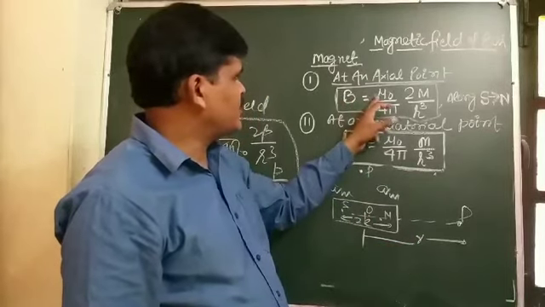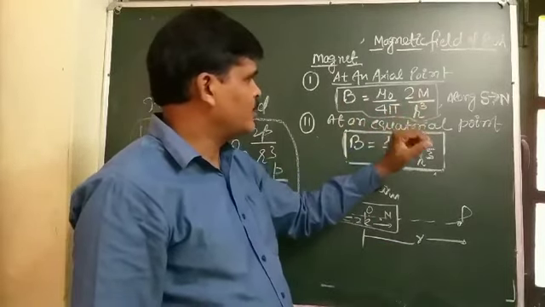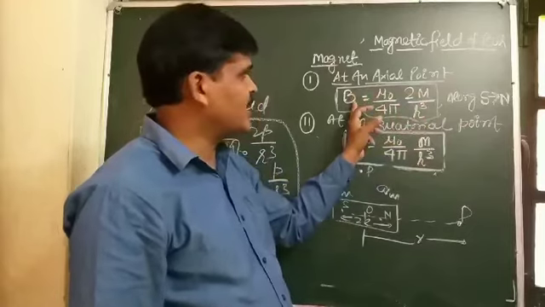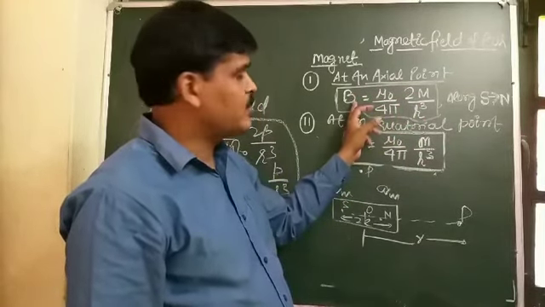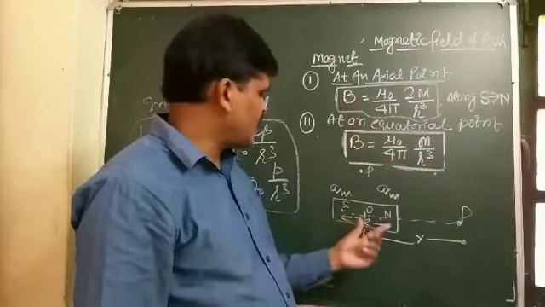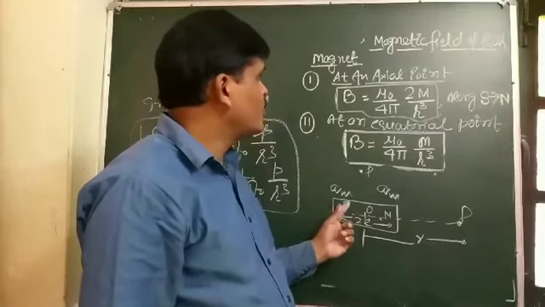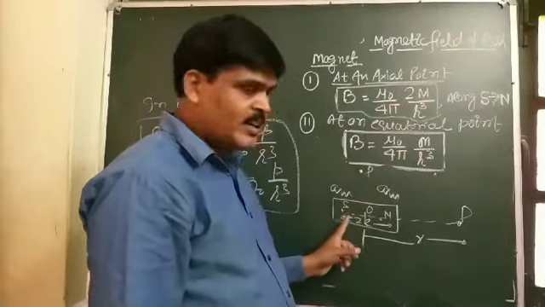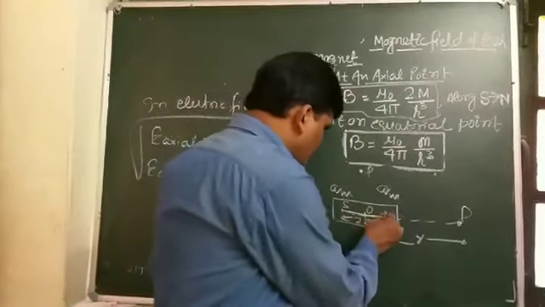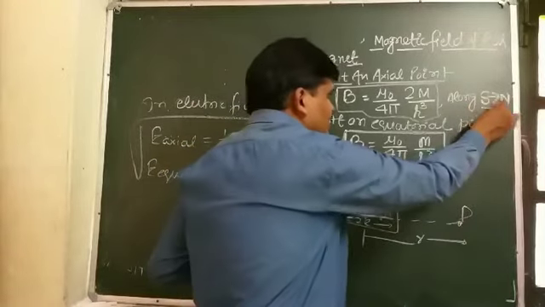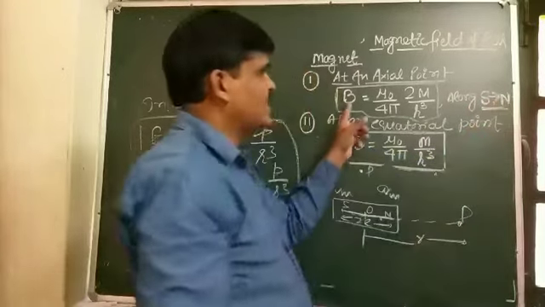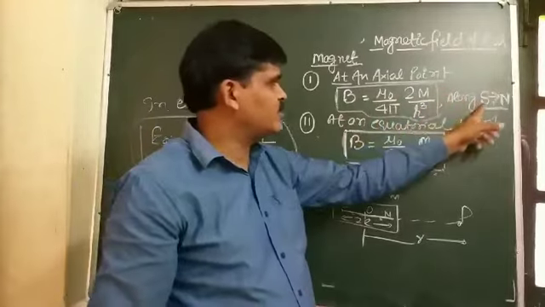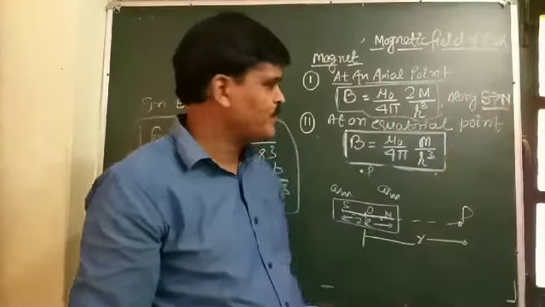So B axial equals mu naught by 4 pi times 2M by r cube, and the direction of the net magnetic field on the axial point due to the bar magnet is from south to north. So it must be remembered that the net magnetic field direction is from south to north.